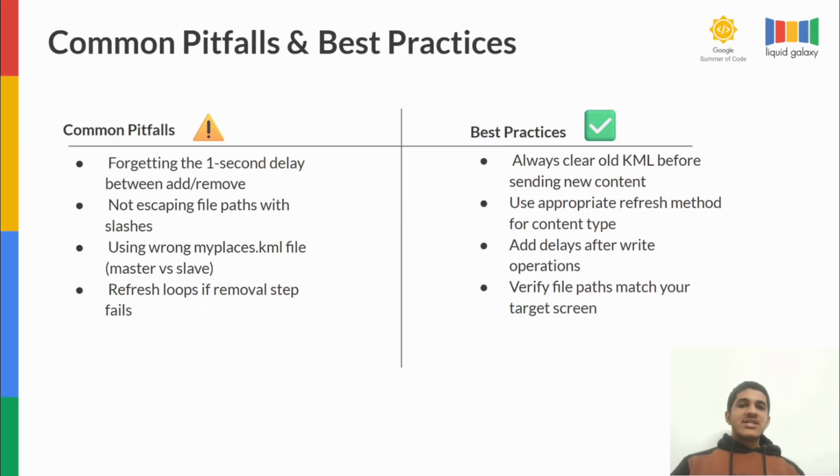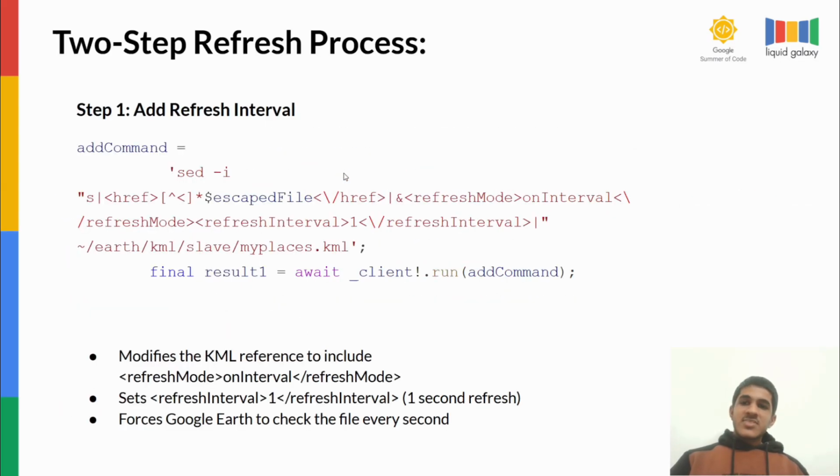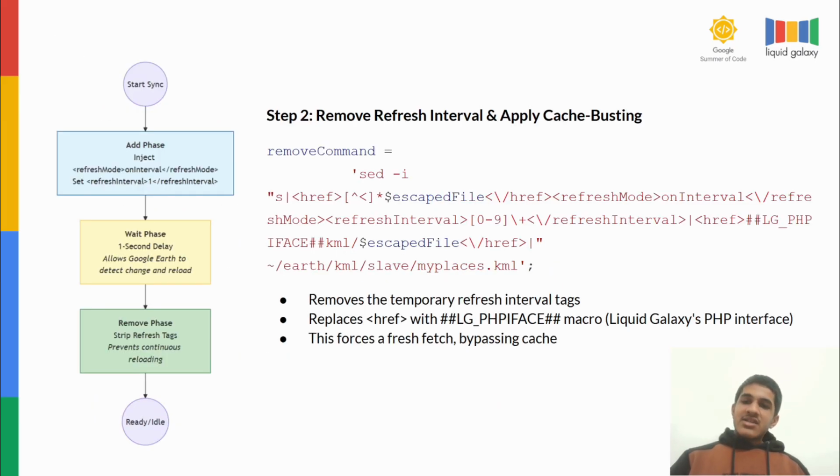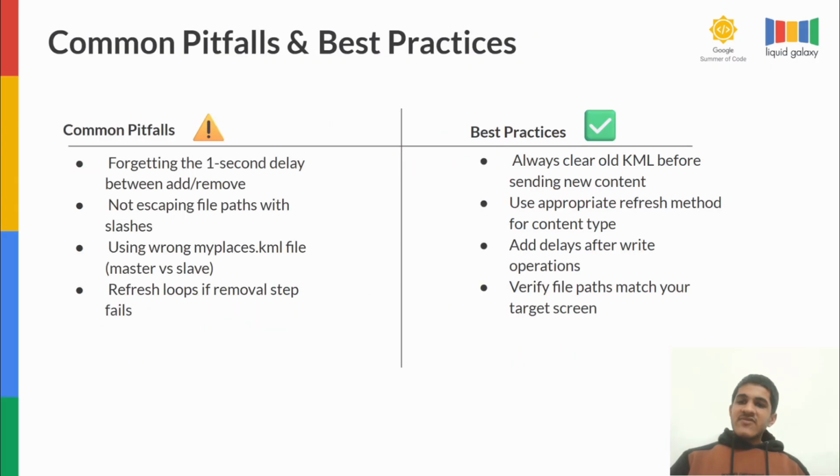Let's talk about some common pitfalls and best practices that you can follow as a developer in the Liquid Galaxy project. So let's talk about some common pitfalls. The first one is forgetting the 1 second delay between add and remove. As you know, the refresh process is all about adding a refresh interval, then waiting, and then removing the refresh interval. So it is very important to add a 1 second delay between the add and remove, because our master machine needs time to read the KML files.